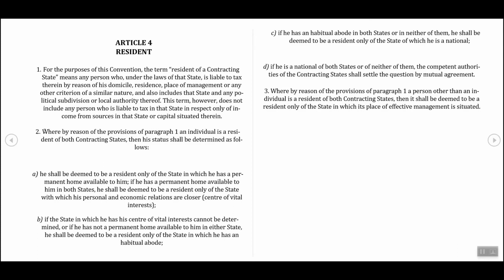Now, where by reason of paragraph 1 an individual is, and now you can think of still a resident of both contracting states, that's our case, then his status shall be determined as follows. First attempt, he is deemed to be a resident only of that state in which he has a permanent home available to him. Now, Mr. B, in our case, had a permanent home in Germany and a permanent home in Norway.